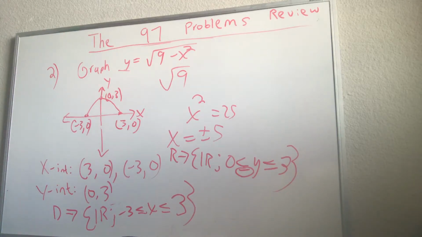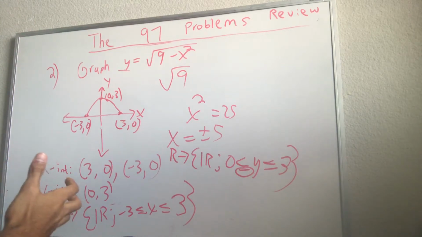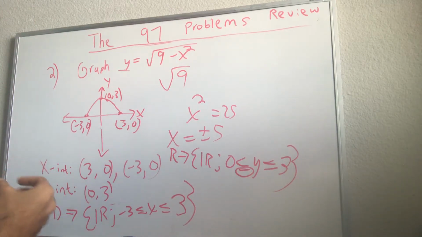So that's just another one. Again, the main characteristics of a graph when you're graphing is to make sure that you look at the x-intercept, the y-intercept, the domain, as well as the range.